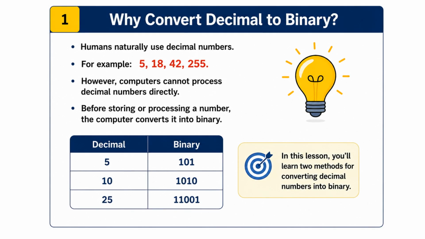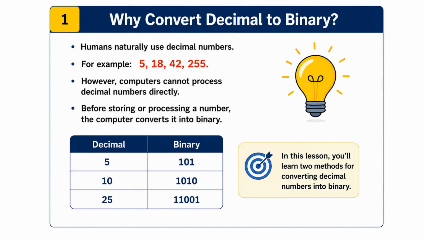Welcome to this lesson on decimal to binary conversion. Every day, we use decimal numbers without even thinking about it. Numbers like 5, 18, 42, and 255 are all decimal numbers. This is the number system that humans use naturally in everyday life.